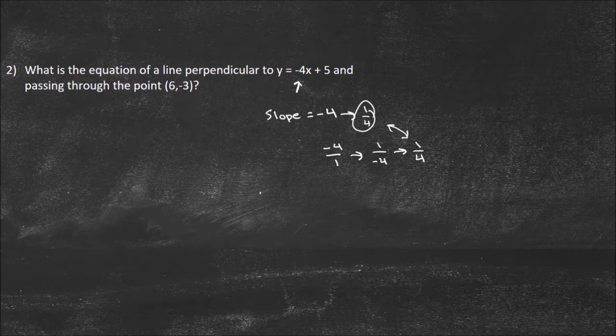So let's write what we have right now. We have y equals 1/4 x plus b. We don't know what b is, but we are given a point. So that's what we have to do. We have to plug in that point and help us figure out b.